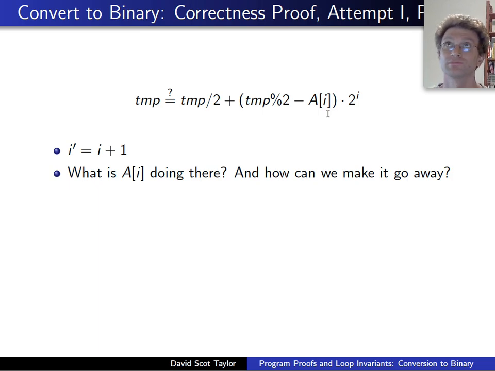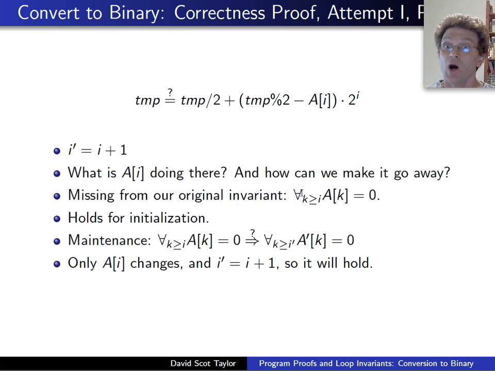Now, at this point, I sort of realize, oh, you know what? I've actually forgotten part of my loop invariant. When I started this, I assumed that all values of A were initialized to 0. And I'm going to use something that looks just like that as part of my invariant: all values of A at I or larger are equal to 0. It holds for the initialization because all the A terms are 0 at initialization. And then given that all the A's I and higher are equal to 0, one loop later we just have to prove that all the A's I prime and higher are equal to 0. Well, they're all unchanged because A of I is the only one that changes.